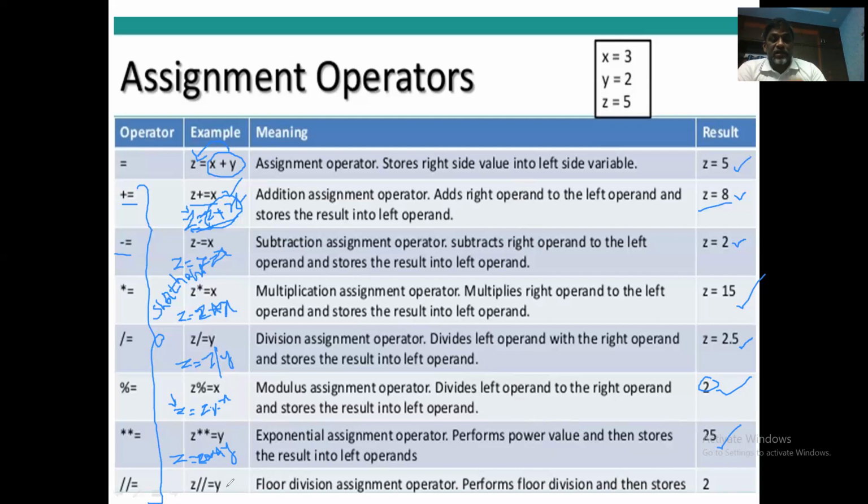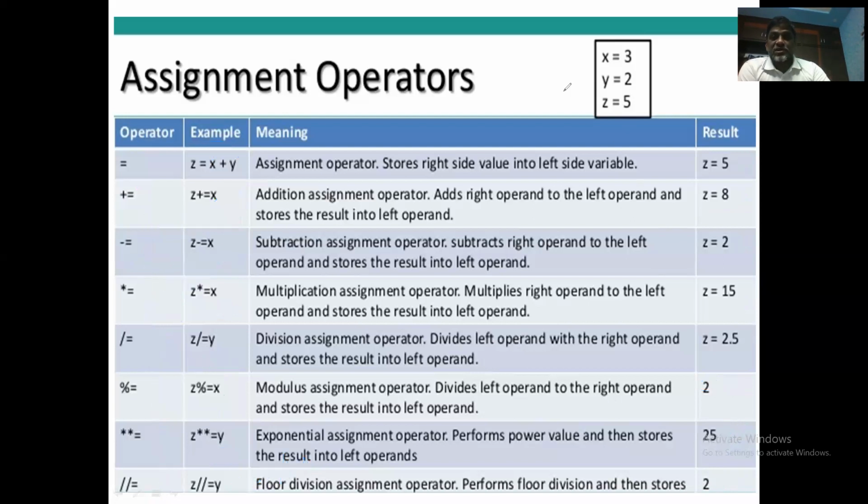And then z slash slash is equal to y, meaning that z is equal to z slash slash y. That is the meaning. So everywhere, if you apply a shorthand assignment operator, the meaning is going to be the same. This performs an integer division, that is z slash slash y. 5 by 2 returns 2 only, and it is stored into z. So these are assignment operators. Let me clarify the answers with some examples that we performed here. x is equal to 3, y is equal to 2, z is equal to 5.